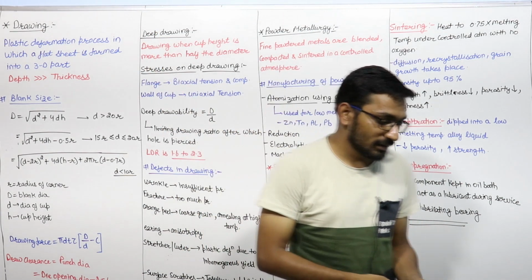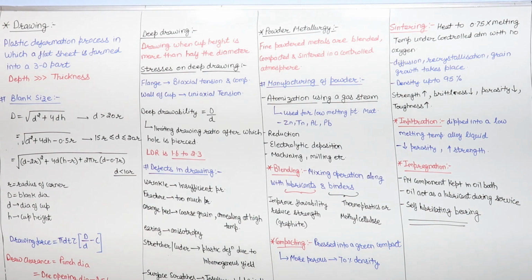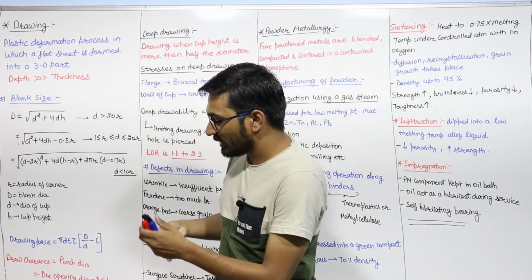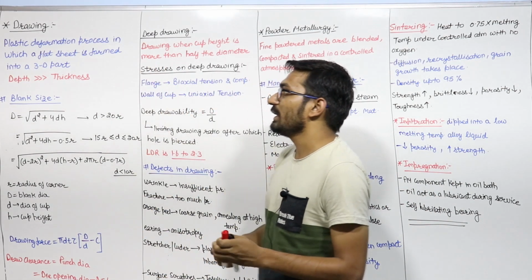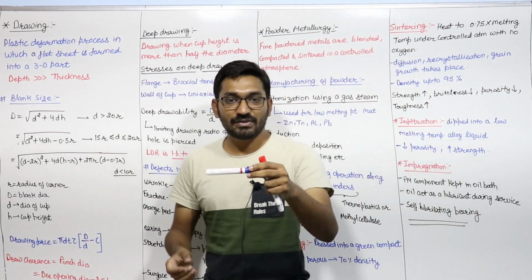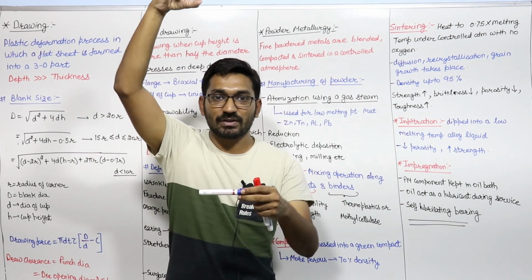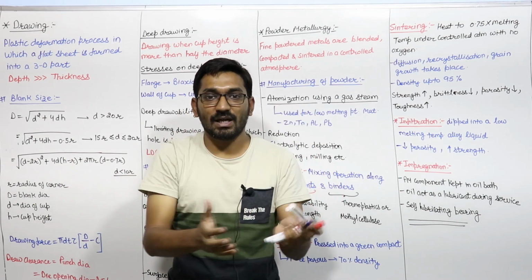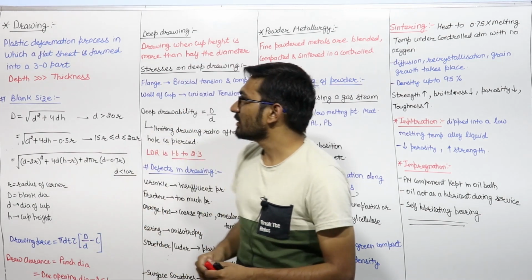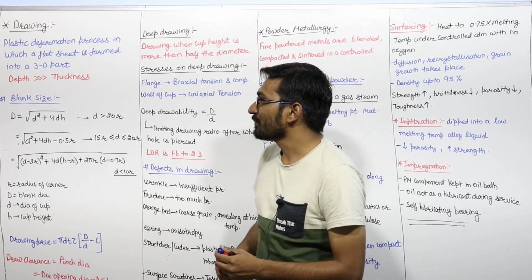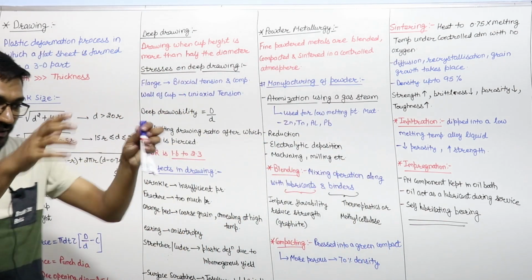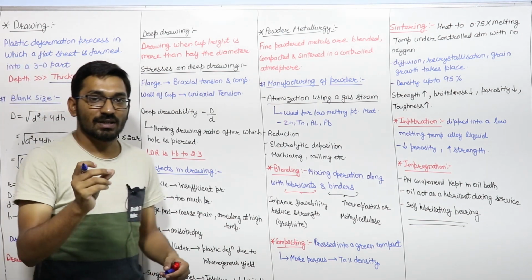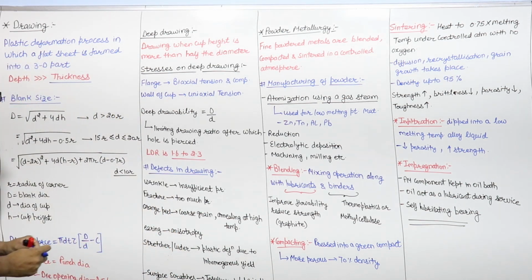We can say that drawing is a plastic deformation process in which a flat sheet is formed into a 3D part. There is a flat sheet, you allow a ram to strike on it, and it will take the shape of a cup-sized object. That is the drawing process. In drawing, the depth of the cup is much greater than the wall thickness of the cup. That process is known as drawing.